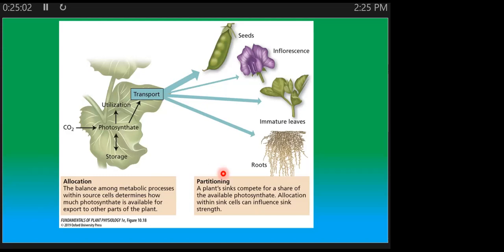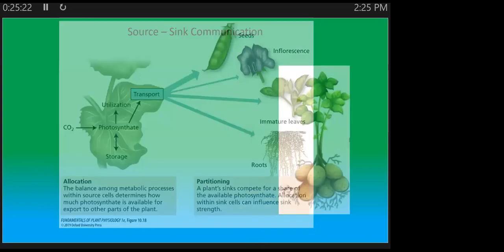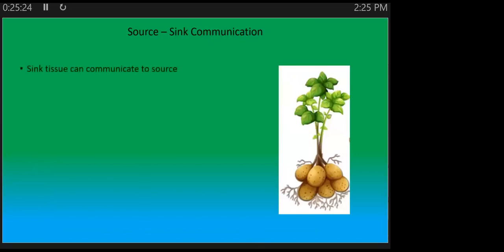Okay, so this research is hot right now. They're really interested in, I actually saw quite a few papers on genetic engineering, so they're looking at trying to create pathways that force more partitioning into certain plant parts. And so what they are finding through all of this research is that the sink tissue really can communicate back to the source on its status.